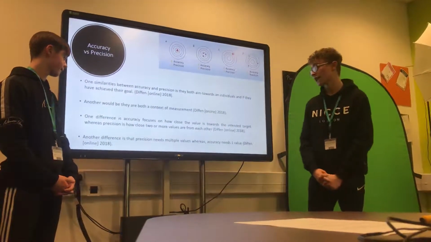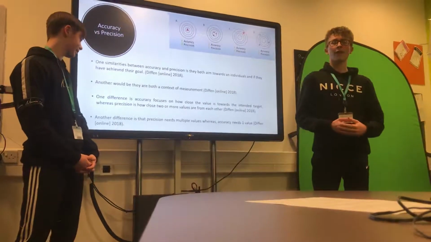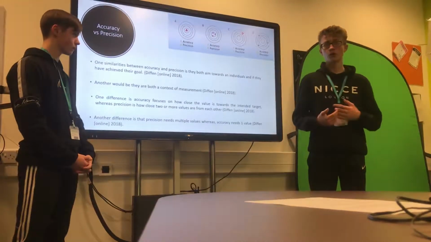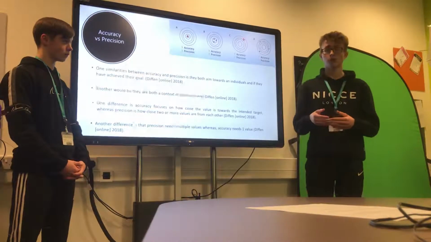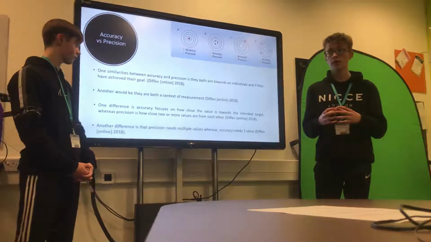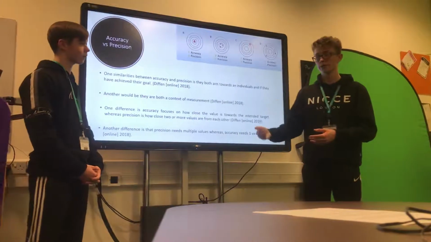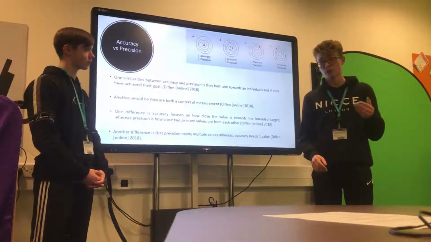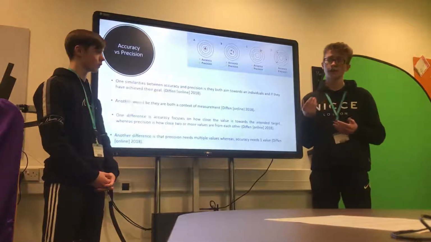One difference is accuracy focuses on how close the value is towards the intended target. So if they have aimed for the top right corner and hit the bottom left, that's not correct accuracy. But precision is how close 2 or more values are, so the balls together, if he shoots and he hits the same place 3 times, that's precision. So if he hit the bottom right corner, he's not exactly getting his accuracy on the top right, but because his shots are together, he is being precise, he just has to get the accuracy then.